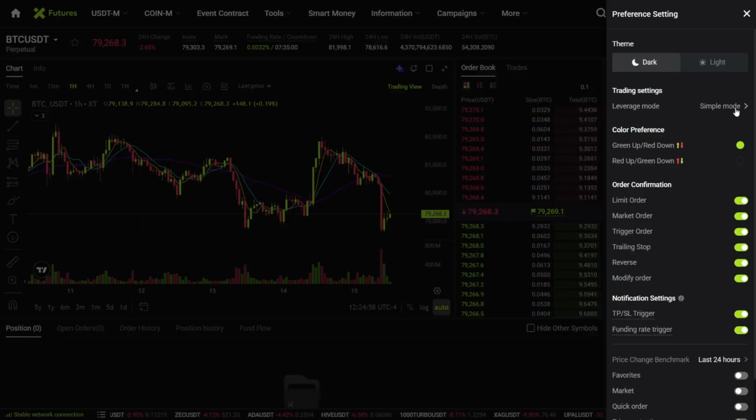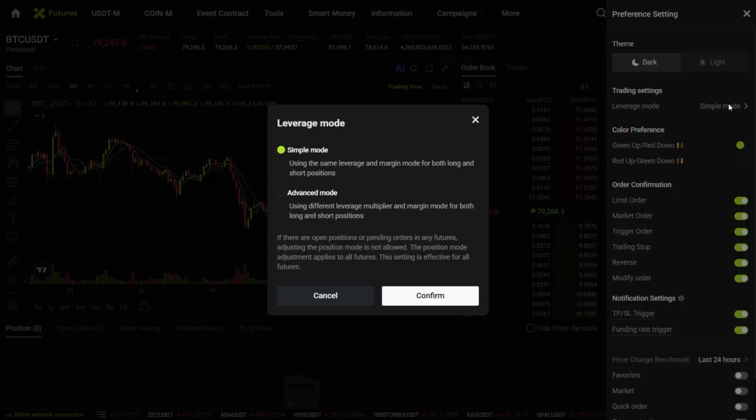And then we have leverage mode. In simple mode, the same leverage and margin are used for both long and short positions. This is usually easier for beginners because everything stays consistent. In advanced mode, you can use different leverage and margin settings for your long and short positions. This gives you more control, but it can also be a bit more confusing. So for beginners, I'd usually recommend keeping it on simple mode until you're more comfortable with how futures trading works. So we're going to keep it on simple mode.